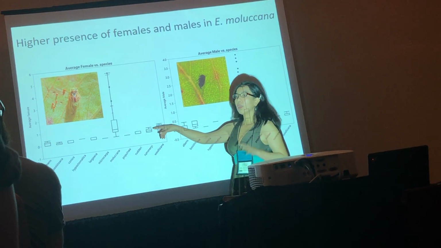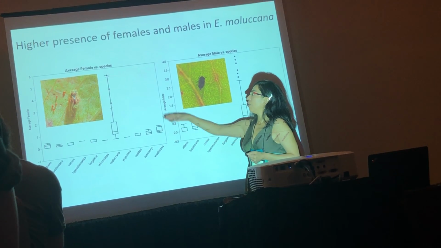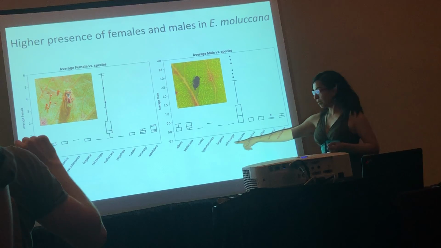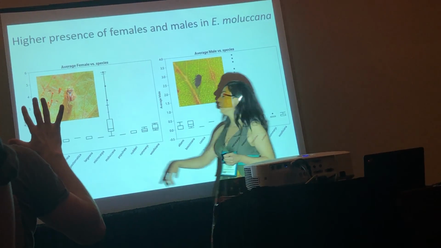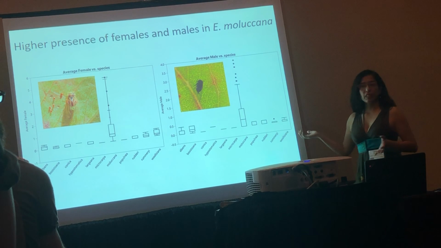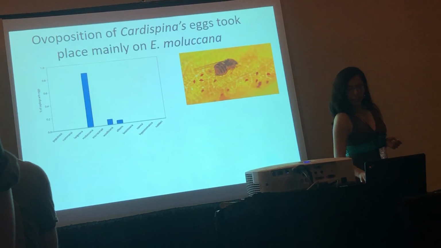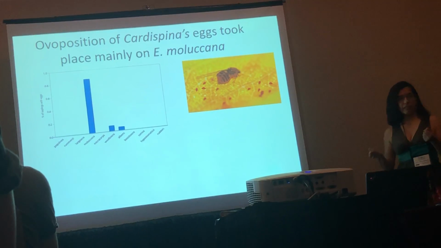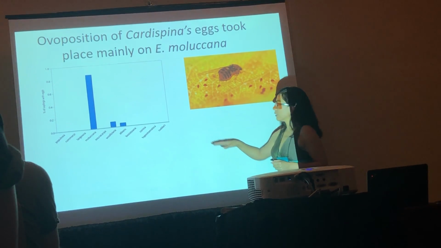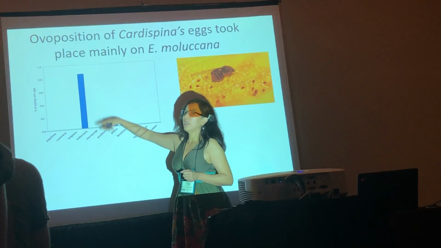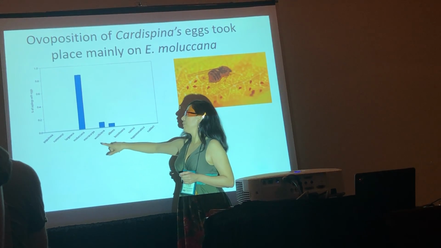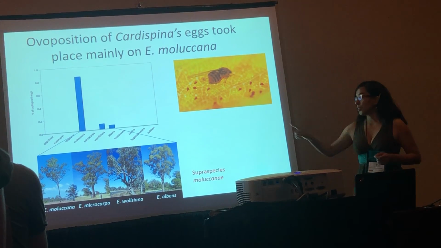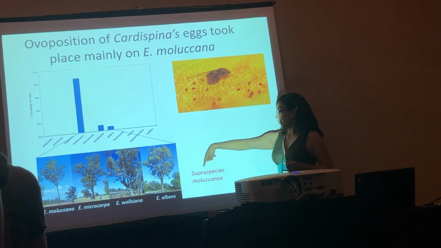So you can see when I only look at the visitation of females and males, they tend to visit mainly moluccana in both cases, Eucalyptus moluccana, but they also visit the other species. But then when we look at the eggs, the oviposition, really what's going to happen to these trees, we saw that moluccana again had a lot of eggs, and few individuals of wolfsiana and albens also had eggs. So just to remind you, these are species that belong to the superspecies moluccana.